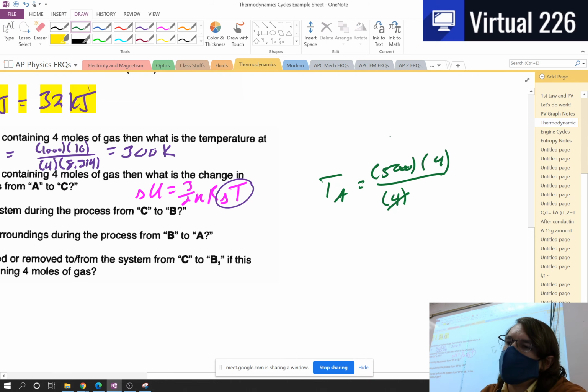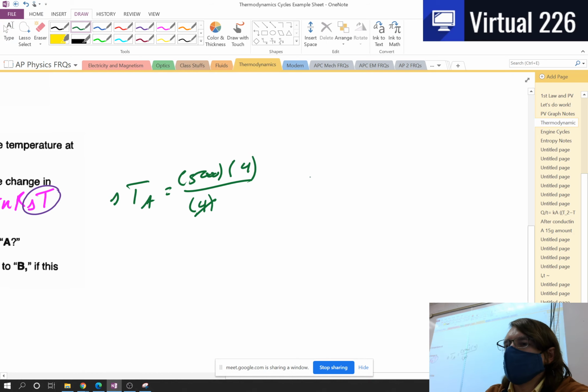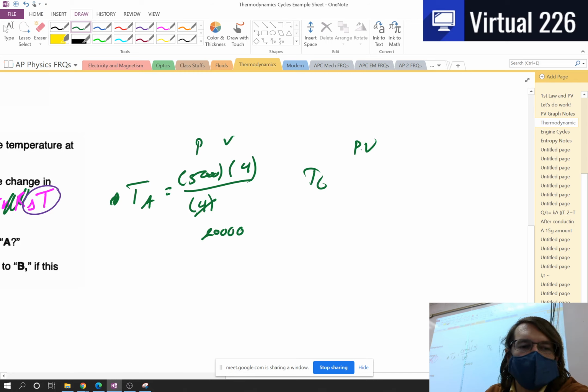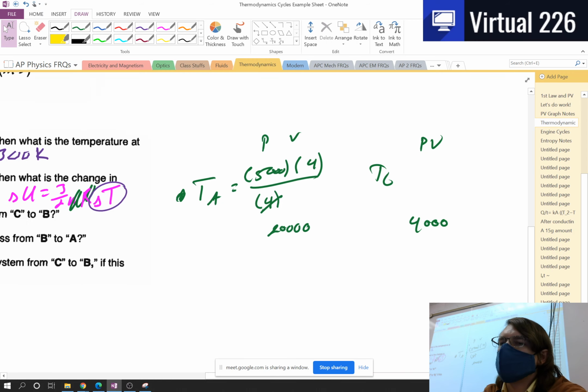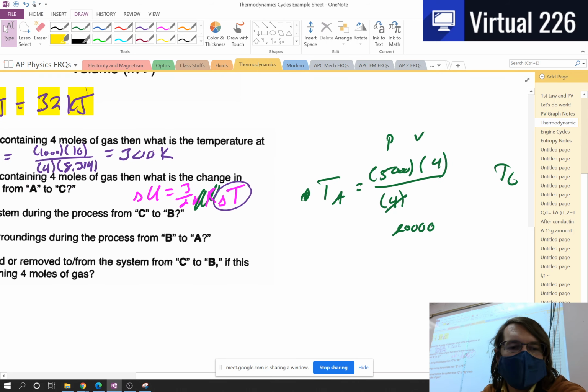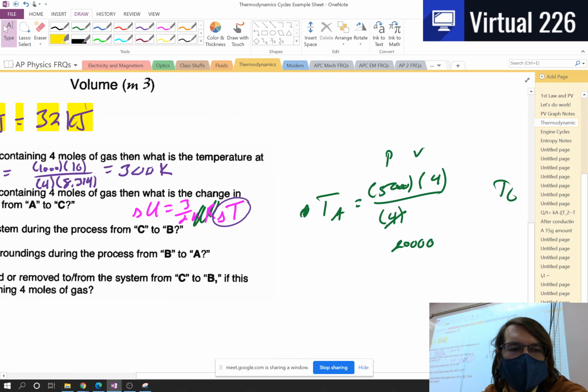So I could just say here that this is like the delta A and the delta C, or the TC here. It's just going to be PV and PV again, because the nRs in this equation are going to die out. So that's going to be, what, 20,000? And then the PV for TC is going to be 4,000. And then since it's final minus initial, it's going to be 4,000 minus 20,000, negative 16,000. And then 3/2 of that, right?